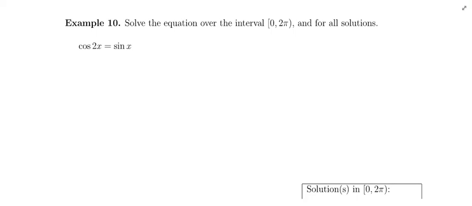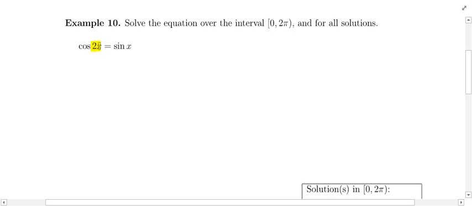Example 10. Solve the equation over the interval 0 to 2 pi and also for all solutions. Cosine of 2 times x is equal to the sine of x. All right, with this particular equation, you can see that the argument of cosine is not exactly x. It's 2 times x. So this is a double angle.